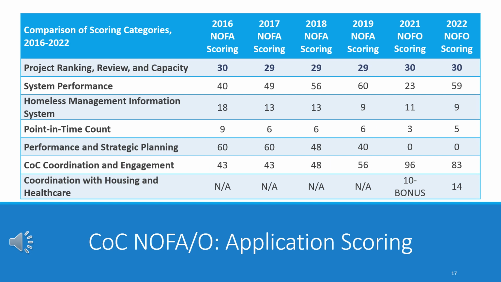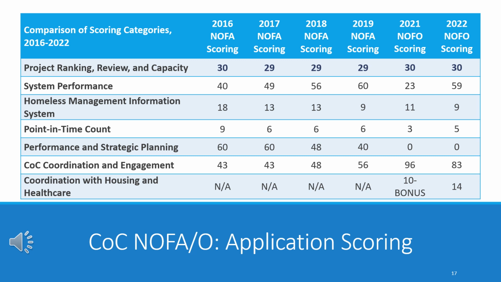Let's take a look at how the CoC application has been scored over the last 7 years. As you can see from the table, project ranking, review, and capacity has stayed quite stable, worth roughly 15% of the points throughout the years. We'll review what this section encompasses in more detail on the next slide because the work of the funding committee is directly related. You may notice that since 2021, HUD has shifted a significant number of points into the CoC coordination and engagement section. This section covers items related to governance, coordination with other systems, policies, trainings, and CoC practices.